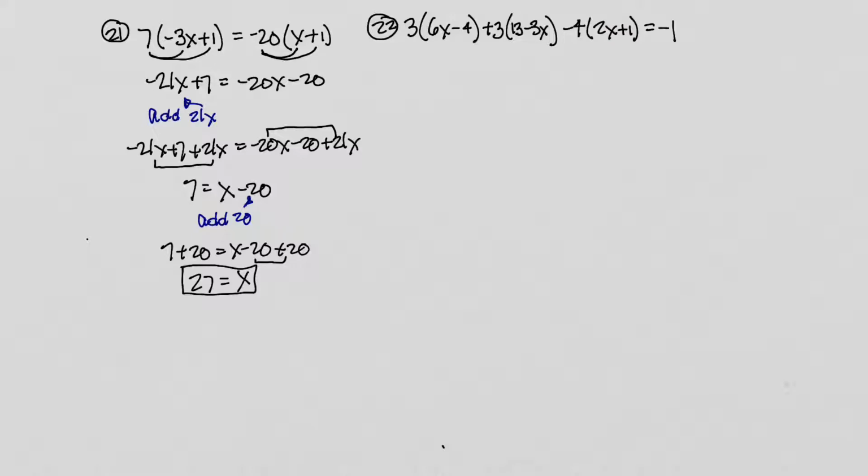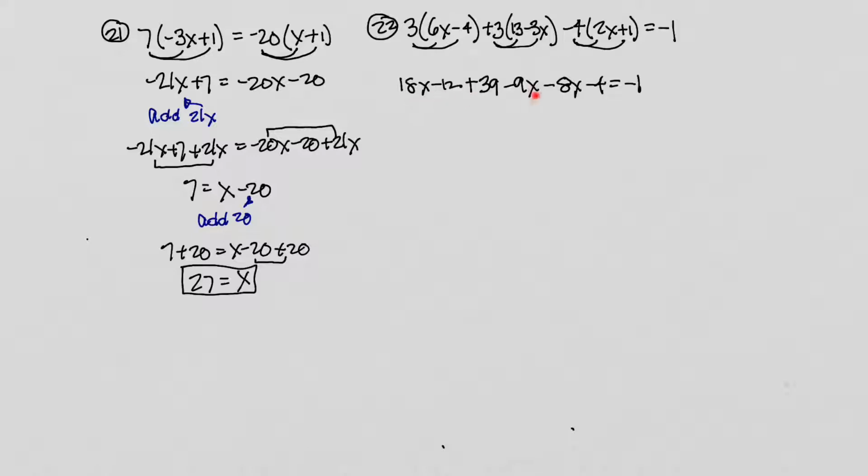So we will get 3 times 6x is 18x. 3 times negative 4 is negative 12. And then the second one, we'll get 3 times 13, that's plus 39. And then 3 times negative 3x is negative 9x. Over here, we'll get negative 4 times 2x is negative 8x. And then negative 4 times positive 1 is negative 4. That's all equal to negative 1.